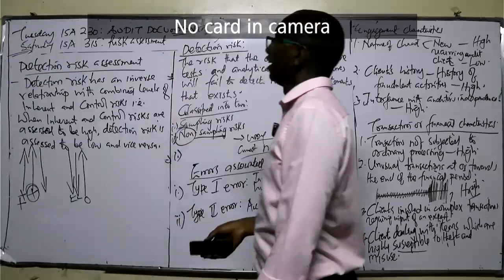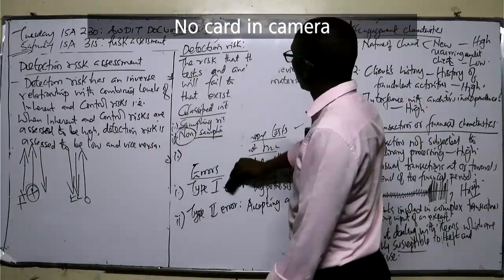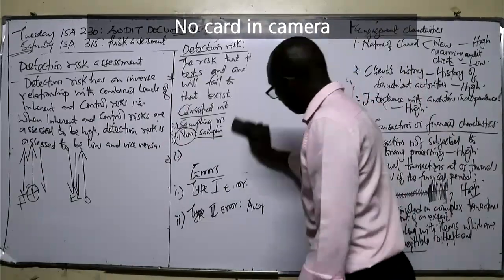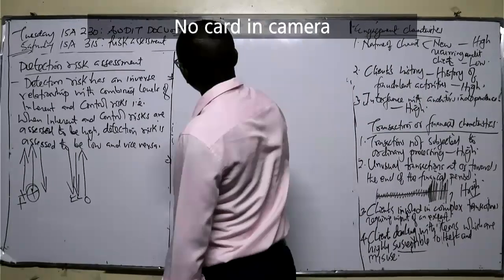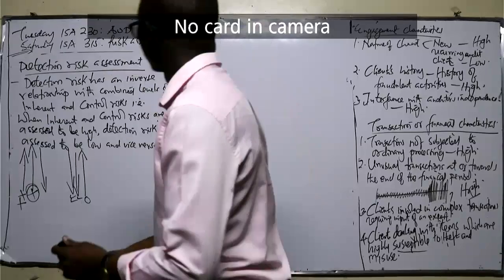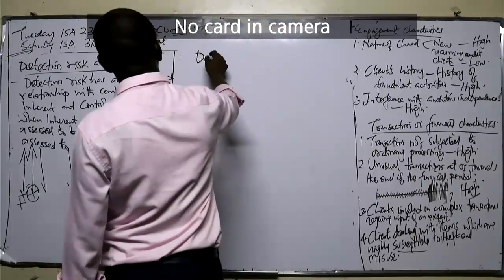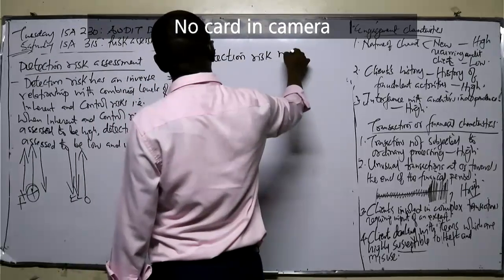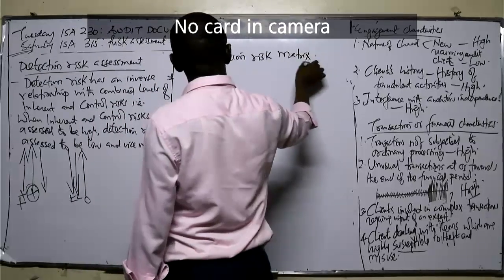All right. The last item, detection risk matrix. It's just a matrix to explain this.